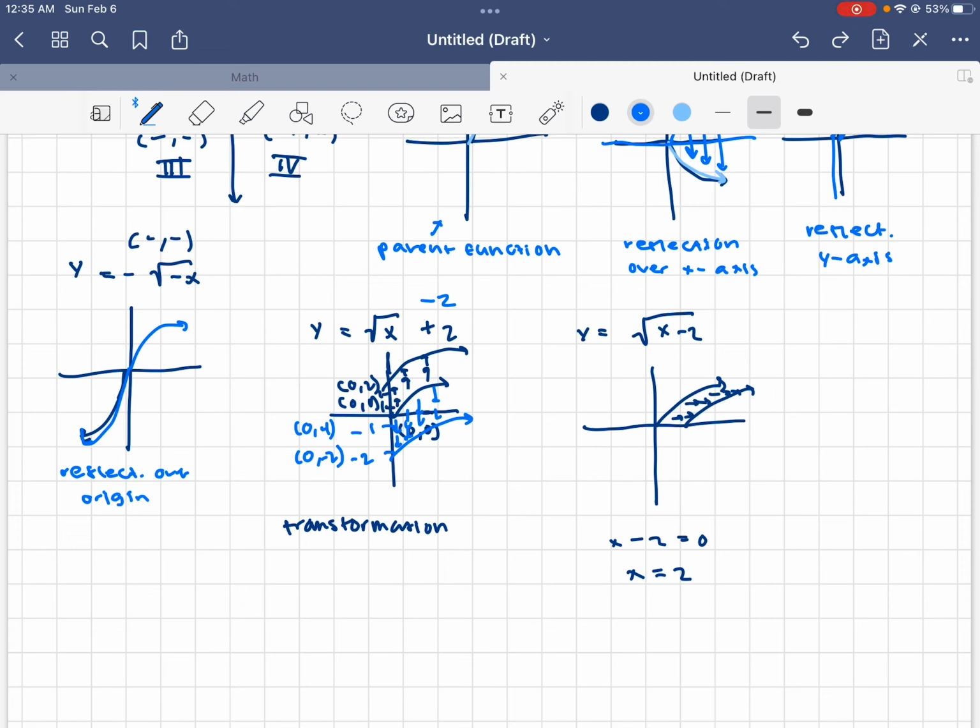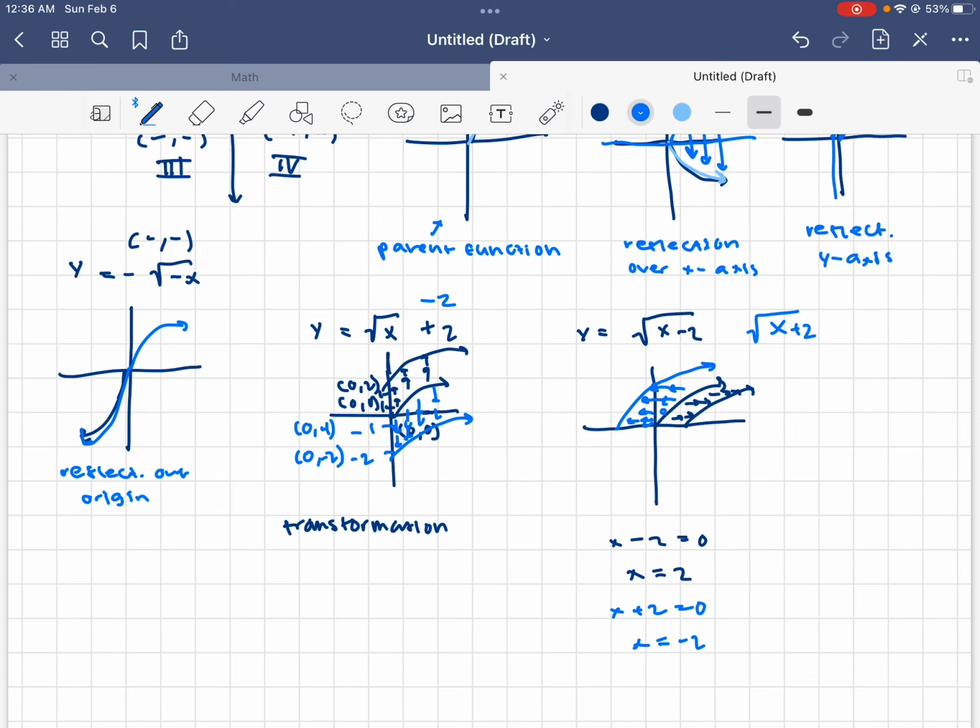And if I had square root of x plus 2, that would move everything to the left 2 units. It doesn't reflect it, it keeps it the same. It doesn't stretch or flatten it, it just moves our entire graph along the x-axis. So we know it moves to the left because if you set x plus 2 to 0, you're going to get x equals minus 2, which means going to the left. So that's a little review.